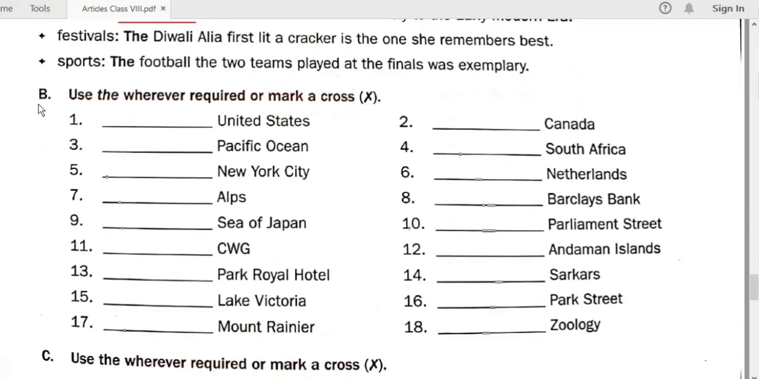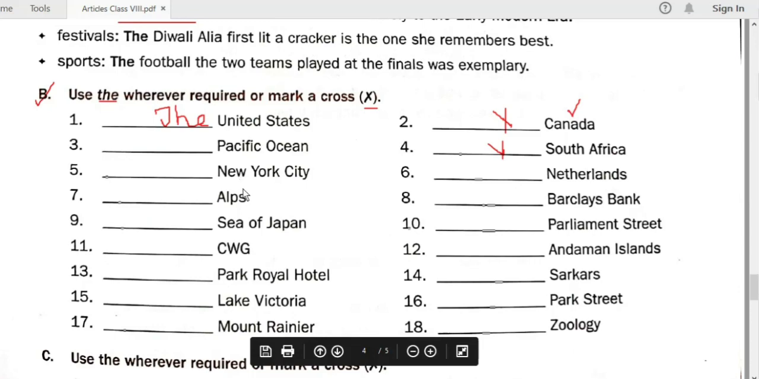Now the exercise is given for you. In this question, use the wherever required or mark a cross where it is not required, like United States. Here you have to use the, yes, of course, the United States. Canada is a proper noun, so no need to write down the before it. Like South Africa, here the South Africa, or cross, no need to write down the here. The rest of the questions are for you, and you will do them.